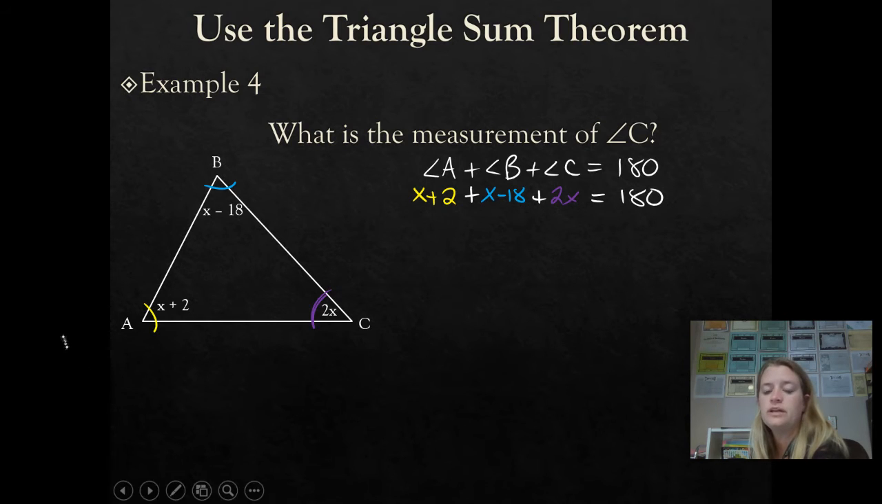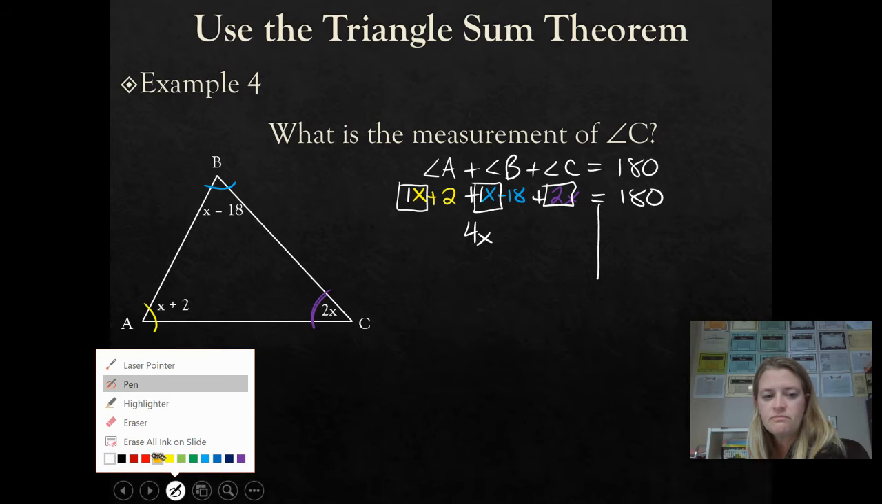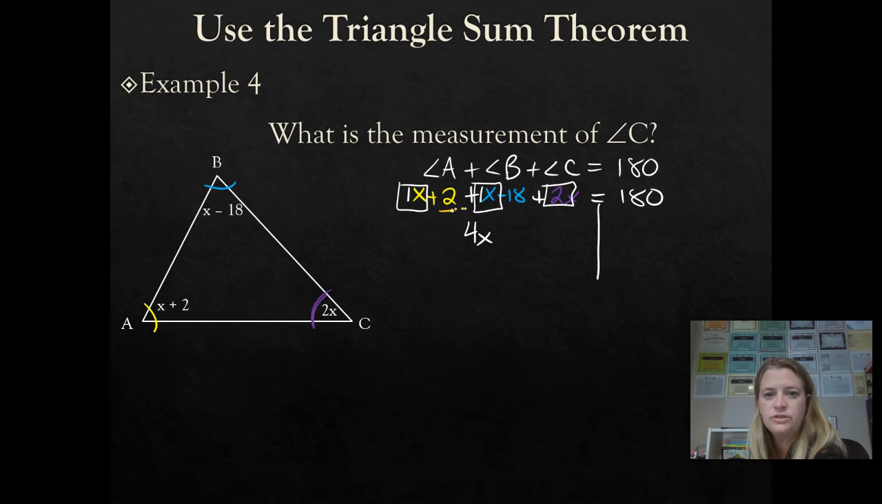Okay. So now we need to use our algebra skills, just like before. We have to go ahead and box and wall. So we need to combine like terms on the left-hand side. So this is 1x and 2x. So we're going to combine those. So that's 1, 2, 3, 4x in total when we combine our like terms. And then we also have 2 minus 18, which is going to be a negative 16. And that's going to be set equal to 180.